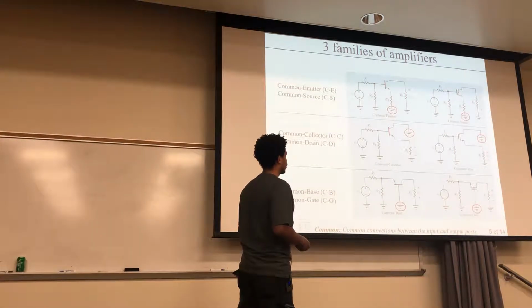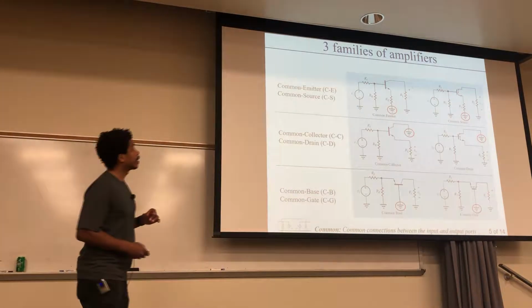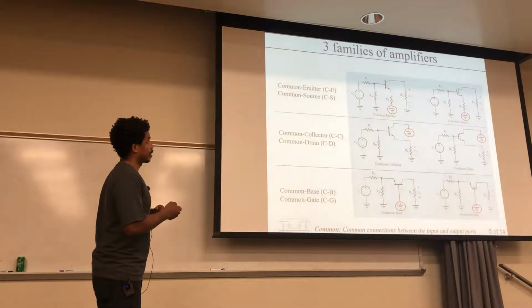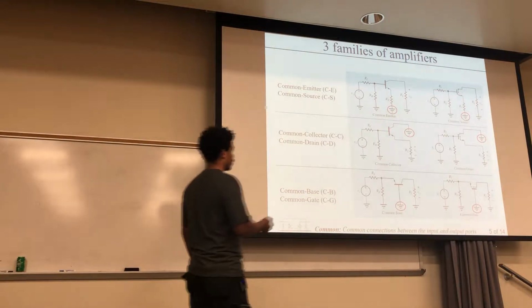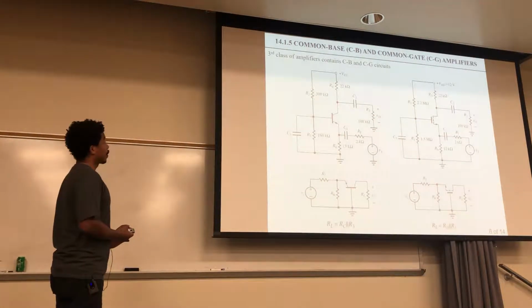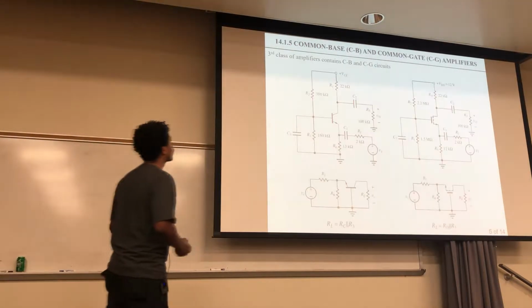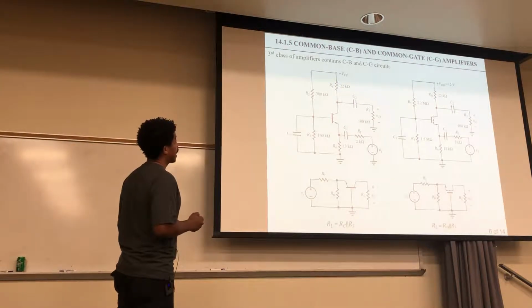And for certain things like the common emitter, we were able to go through this right here. So it's still a reference to this ground, but that's the common emitter. It goes through this RE, and this goes through RS, but still the same reference. Okay, so let's look at the third class right here. This is the common base and common gate amplifiers.